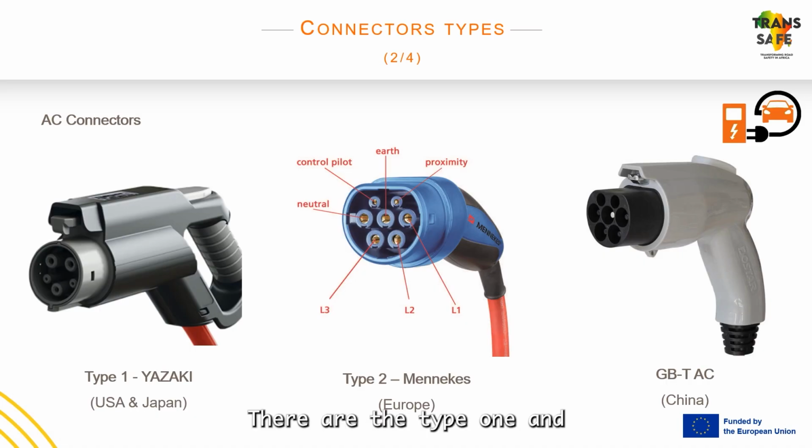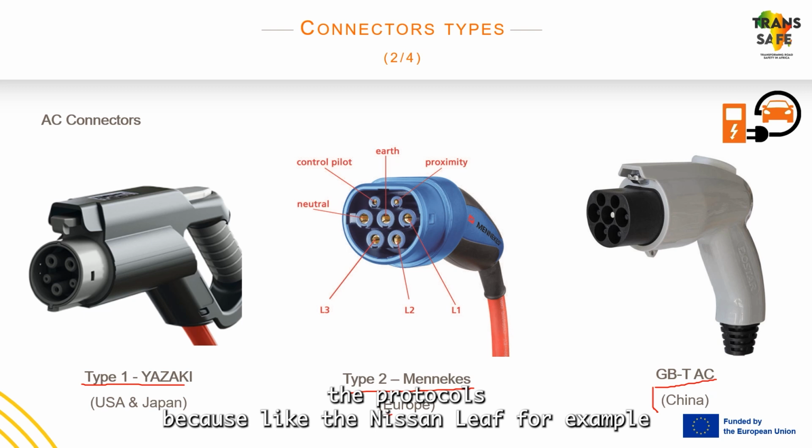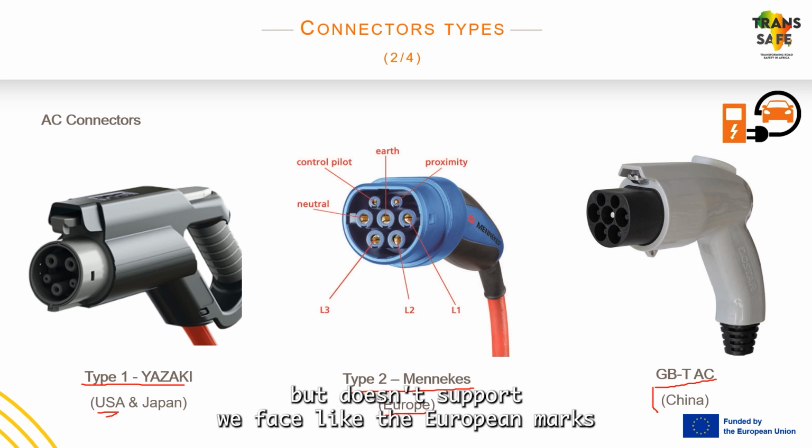Let's comment. There are the Type 1 and GBT. Type 2, or Mennekes, is for Europe; Type 1 is for Japan charging. SAE J1772, as I said before, supports line 1, which is monophasic, and then we have the control pilot and proximity, which are the protocols. Vehicles like the Nissan Leaf, for example, don't support three phases like the European market.